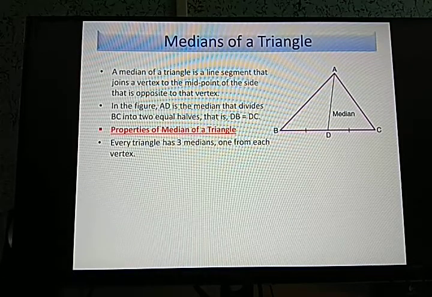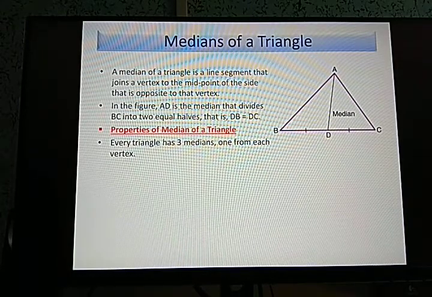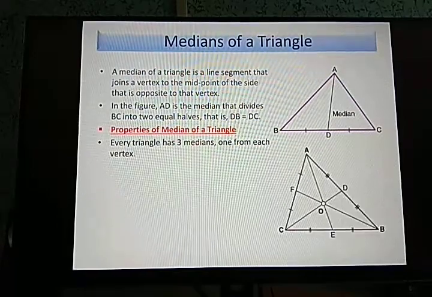So from each vertex, one median will be coming out and it will be joining that vertex to the opposite side of that vertex. It will connect that vertex to the middle point, or the midpoint, of the opposite side. Let me show you the figure, it will be more clear to you.